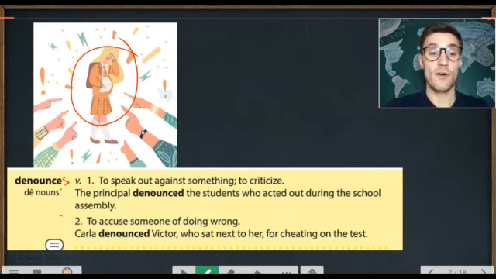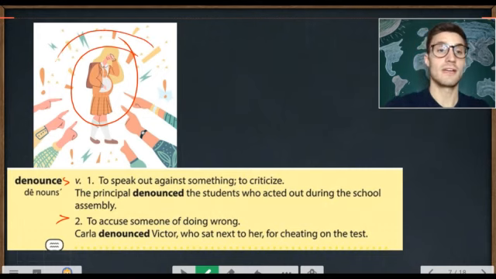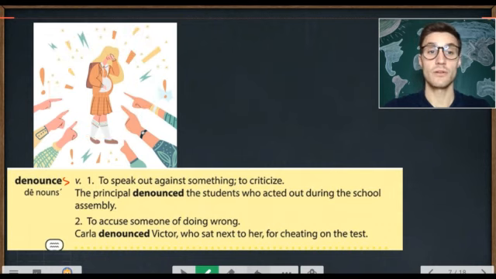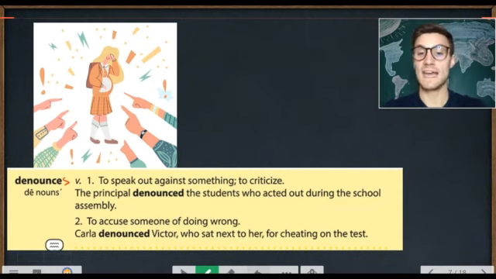The second verb meaning for denounce is to accuse someone of doing wrong. See, they are denouncing this girl. They say she did something wrong. What do you think it could be? Carla denounced Victor, who sat next to her, for cheating on the test. So to accuse someone of doing wrong. I denounced Peter for breaking the cup. So I blame them.